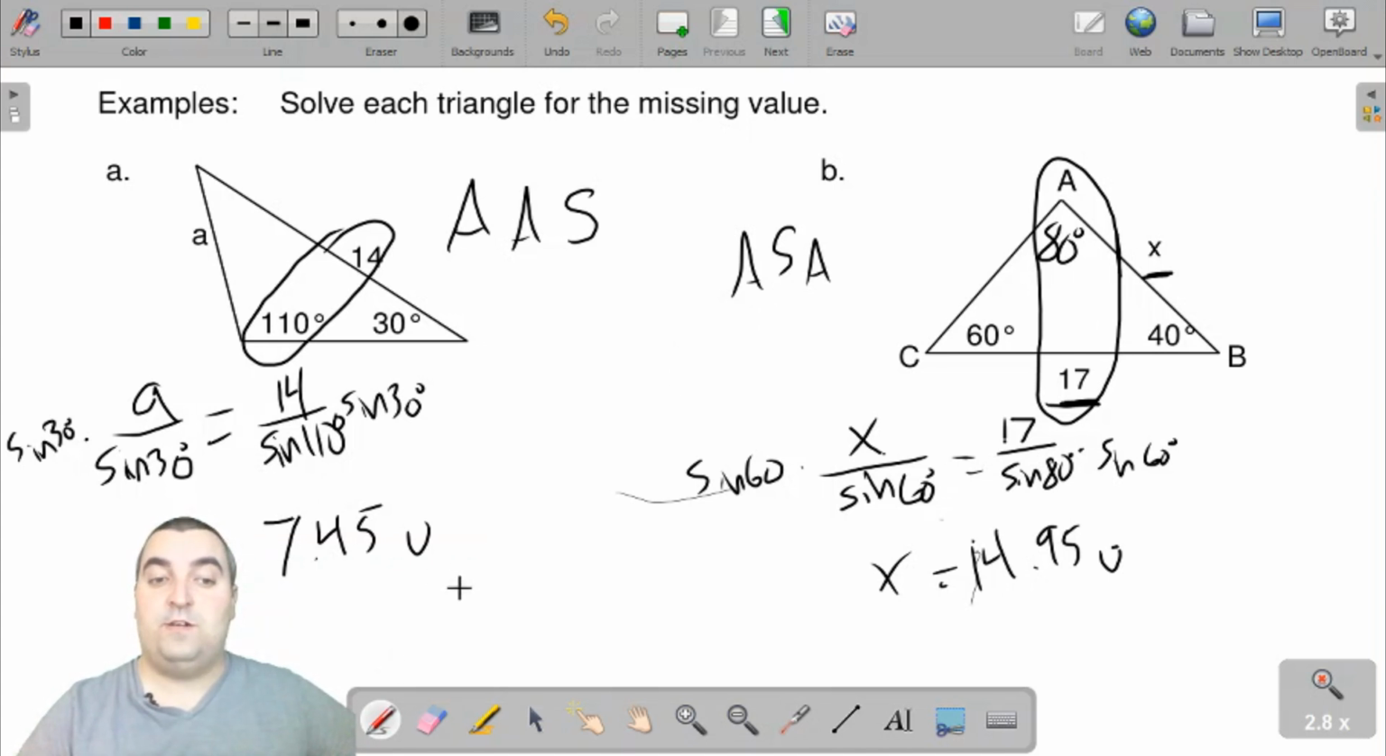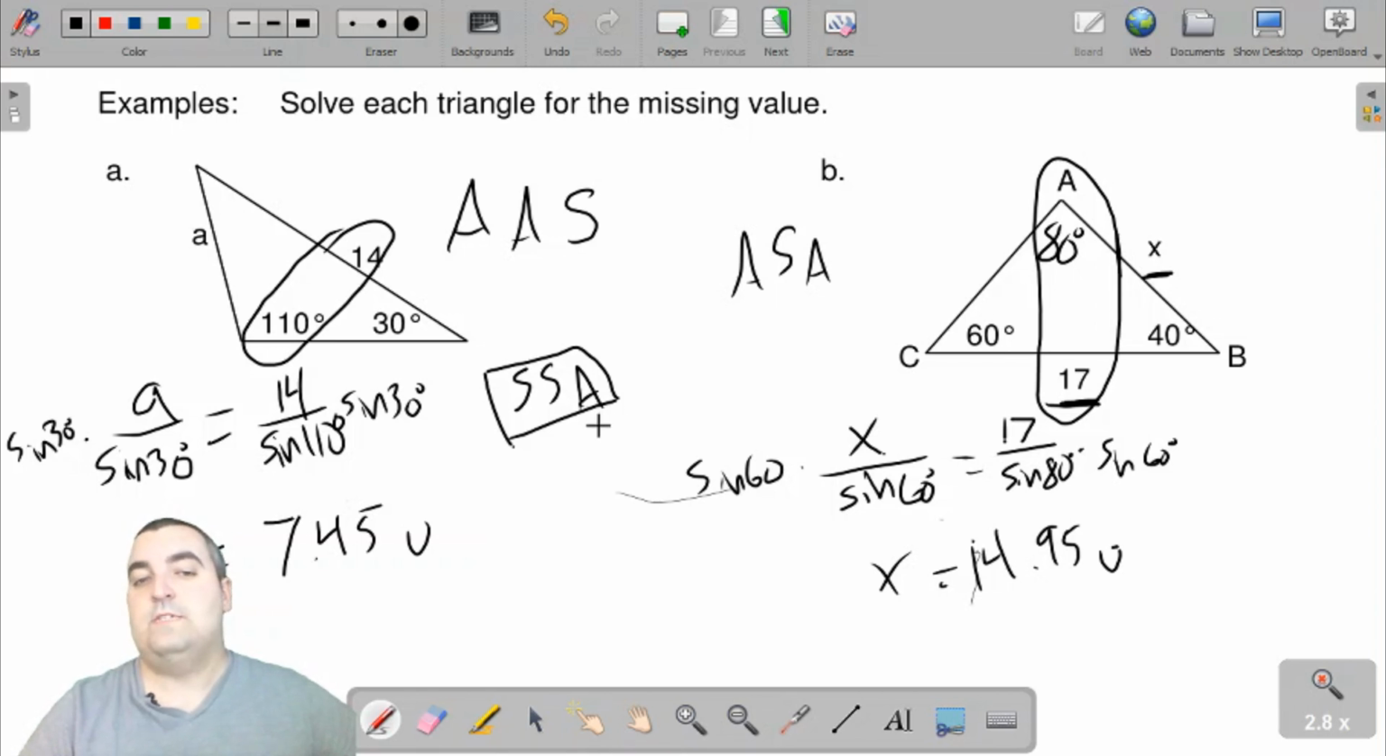There's a third situation that you can use law of sines for, which is side, side, angle. And that one, though, is the ambiguous case. And so I have another video that goes over that in a little bit more detail, because that one is a little bit tougher, a little bit more ambiguous.